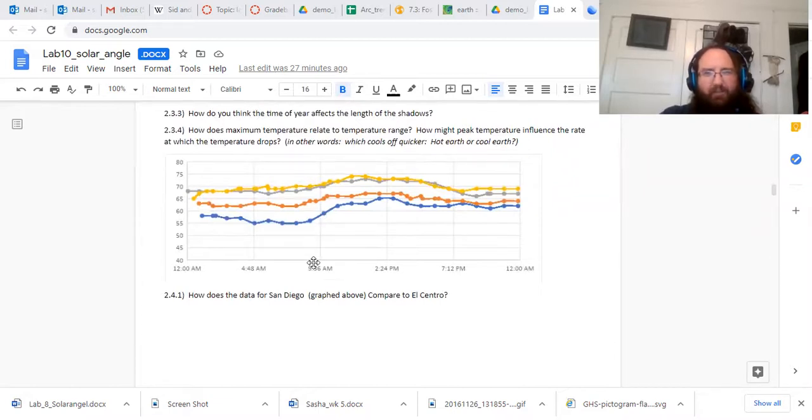My goal for the next couple weeks is to make the labs much shorter. So that's it.